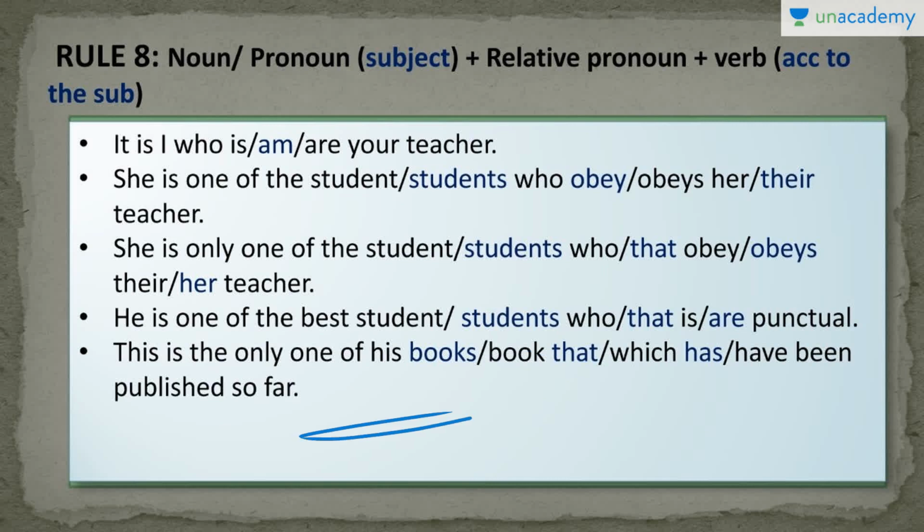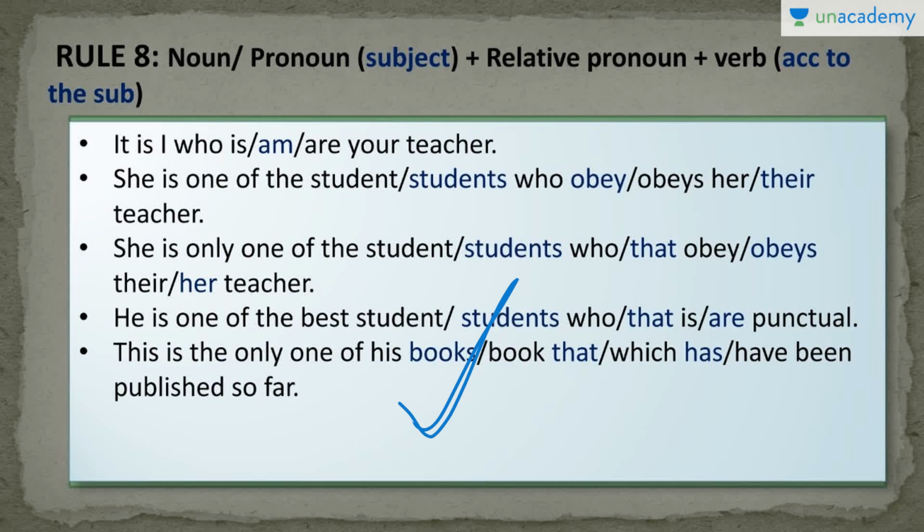Last sentence: this is the only one of his books or book that or which has or have been published so far. Now as soon as I see the phrase "only one of the" or "only one of his," I know that the subject is one. So I have to choose a verb according to this subject one. Since the subject is singular, I will choose has. Now I have to choose between books and book. I know that after "one of" and the possessive case, a plural noun has to be used. So I will choose books.